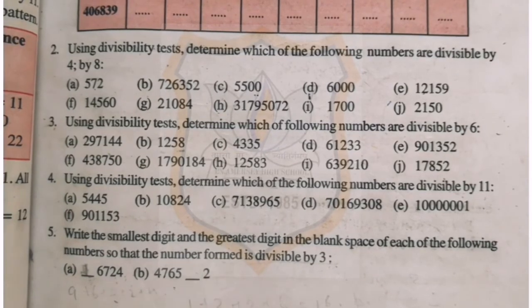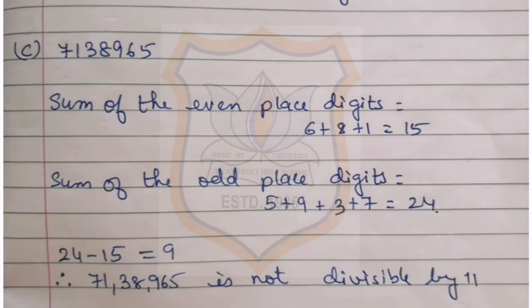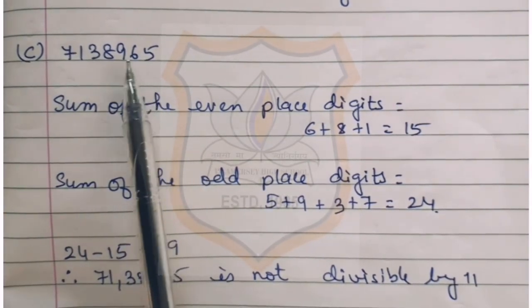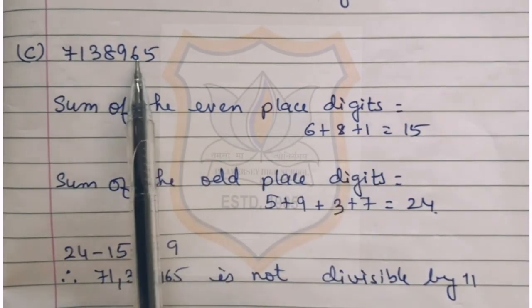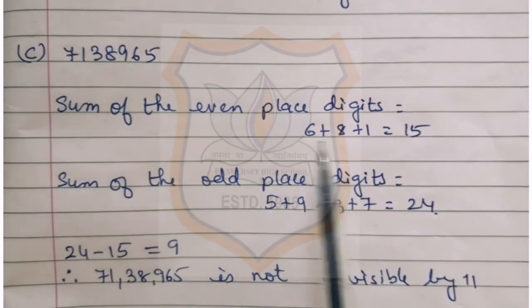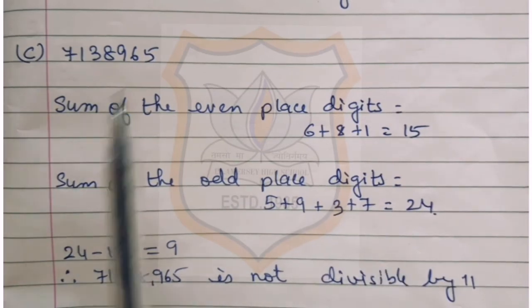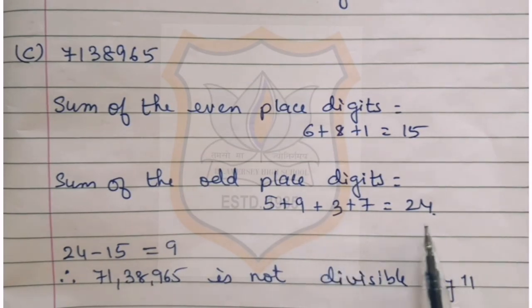Sum number C of question number 4, 71,38,965. Solution for sum number C of question number 4. Here again, first we have to find out the sum of the digits at the even places and the sum of the digits at the odd places. Again, if we assign the numbers to these digits 1, 2, 3, 4, 5, 6 and 7, the even place digits are 6, 8, 1. By adding 6, 8, 1 we get 15. For the sum of the odd place digits, the digits at the odd places are 5, 9, 3 and 7. By adding 5, 9, 3 and 7 we get 24.